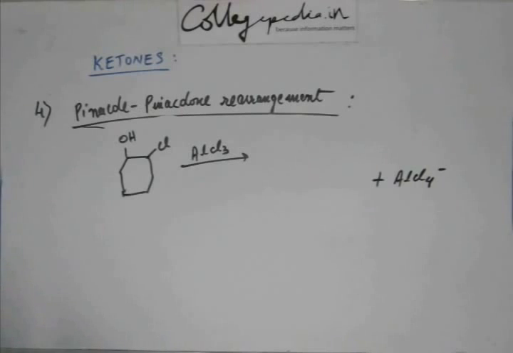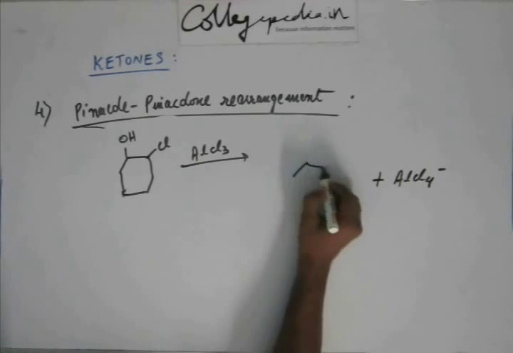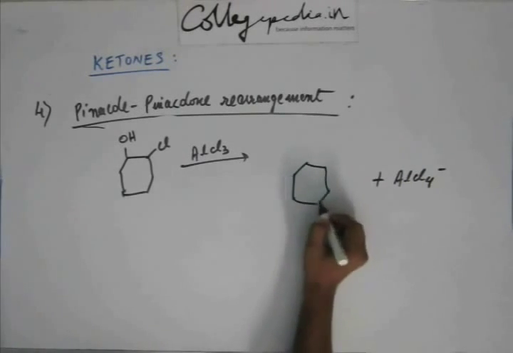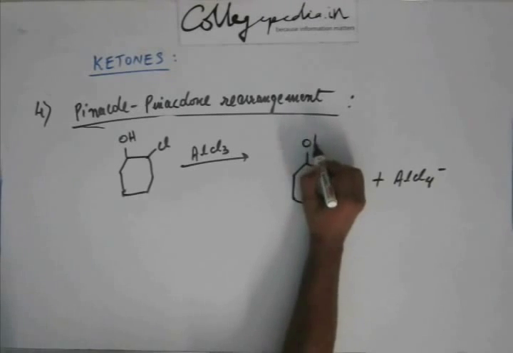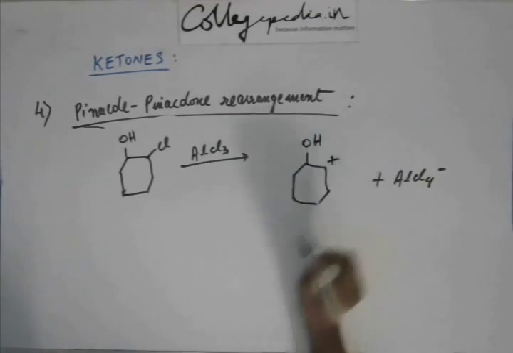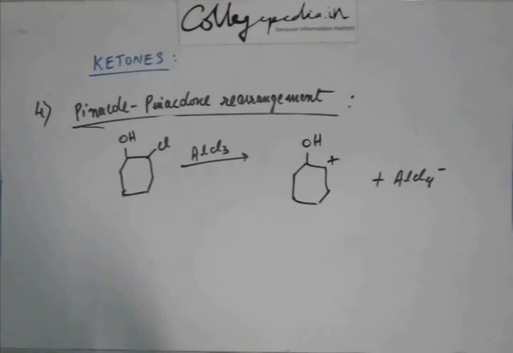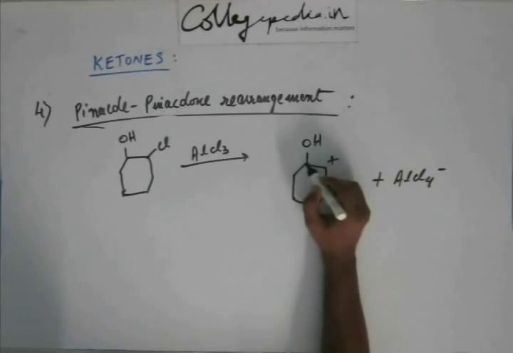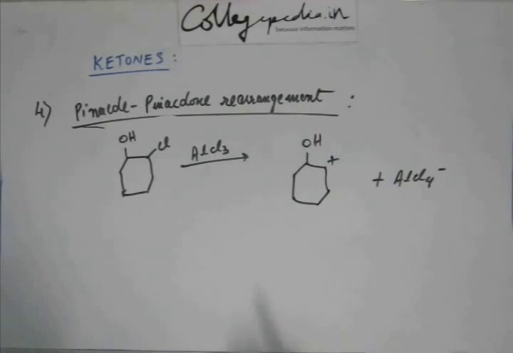And when that chlorine comes out as Cl minus, a plus charge is going to be produced on that carbon. Now look, this is a kind of situation where the plus charge is on the beta carbon with respect to OH. Now what will happen is there's a hydrogen here. This carbon has been shown with 3 valency. The 4th is always satisfied with hydrogen.